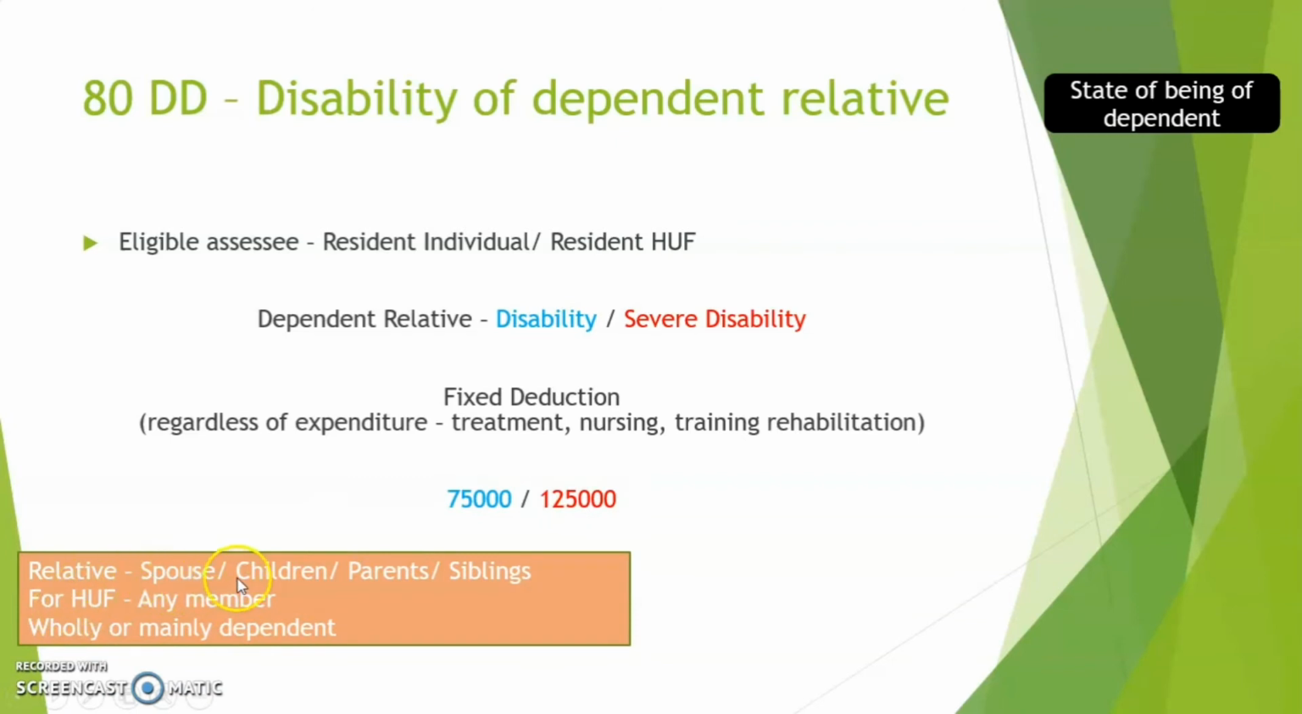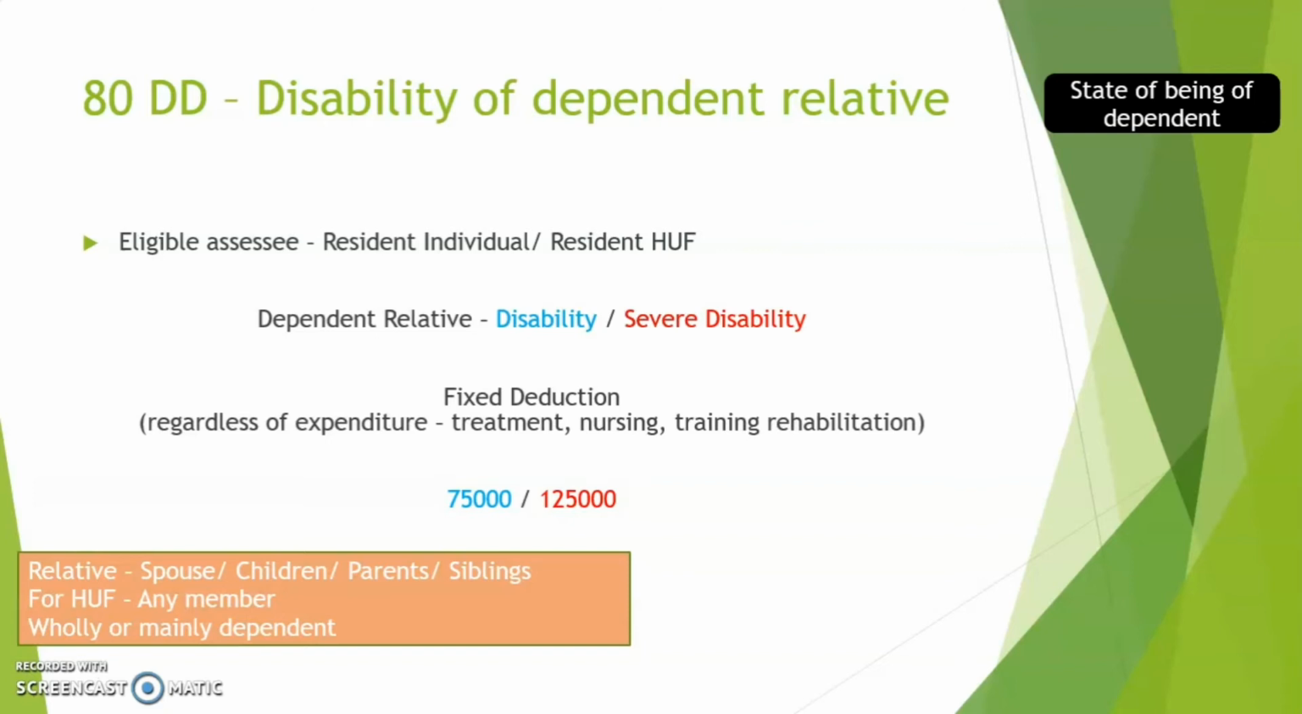So relative is spouse, children, parents, brothers or sisters. For HUF, it's any members. And by dependency, it means wholly or mainly dependent. Clear? So that's what the Act tells us what a relative means for this section.